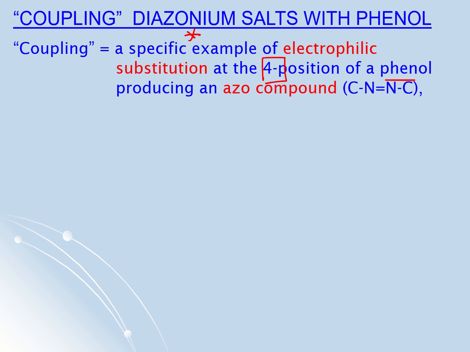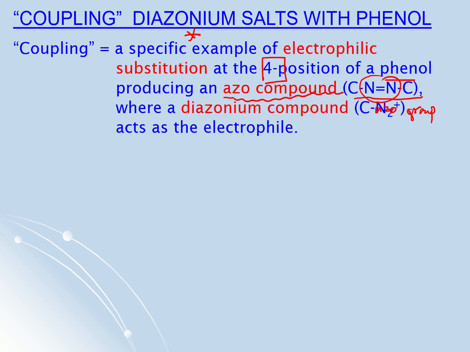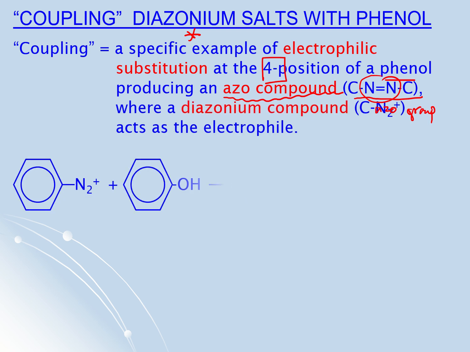And this time we turn our diazonium ion into what we call an azo compound. So we have another new group. We have C, double bond, N, single bond N, C. That's our azo compound. And that, which I'm going to circle now, is what we call an azo group. Okay? So let's have a look.